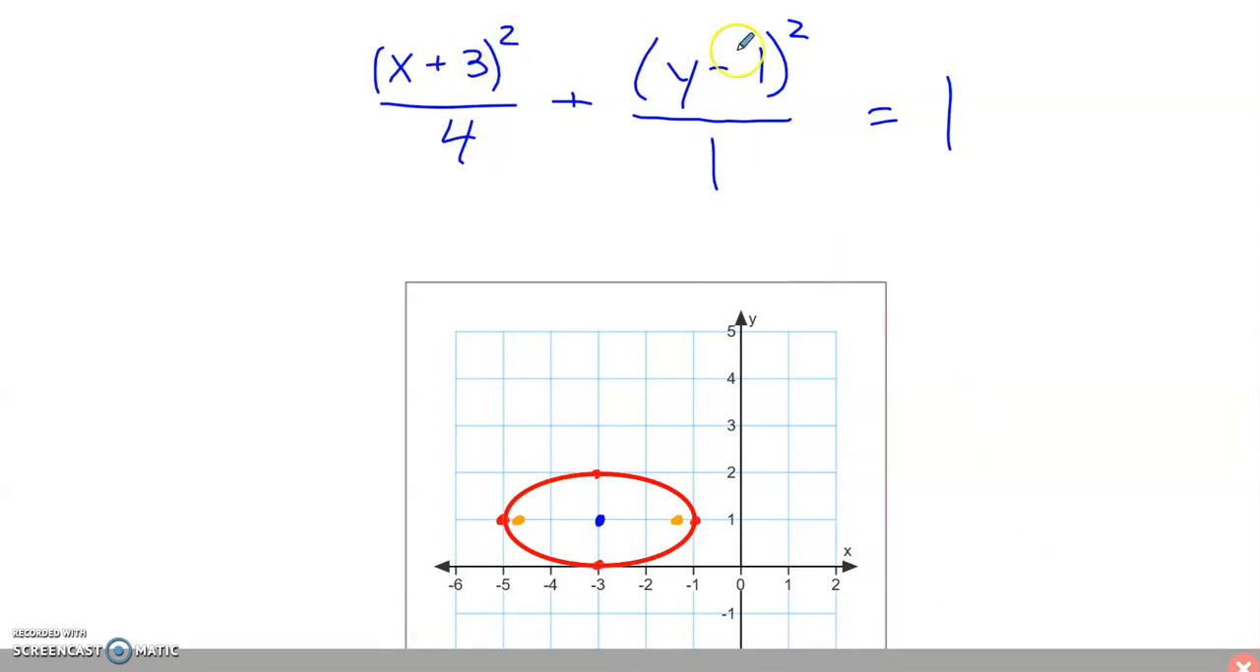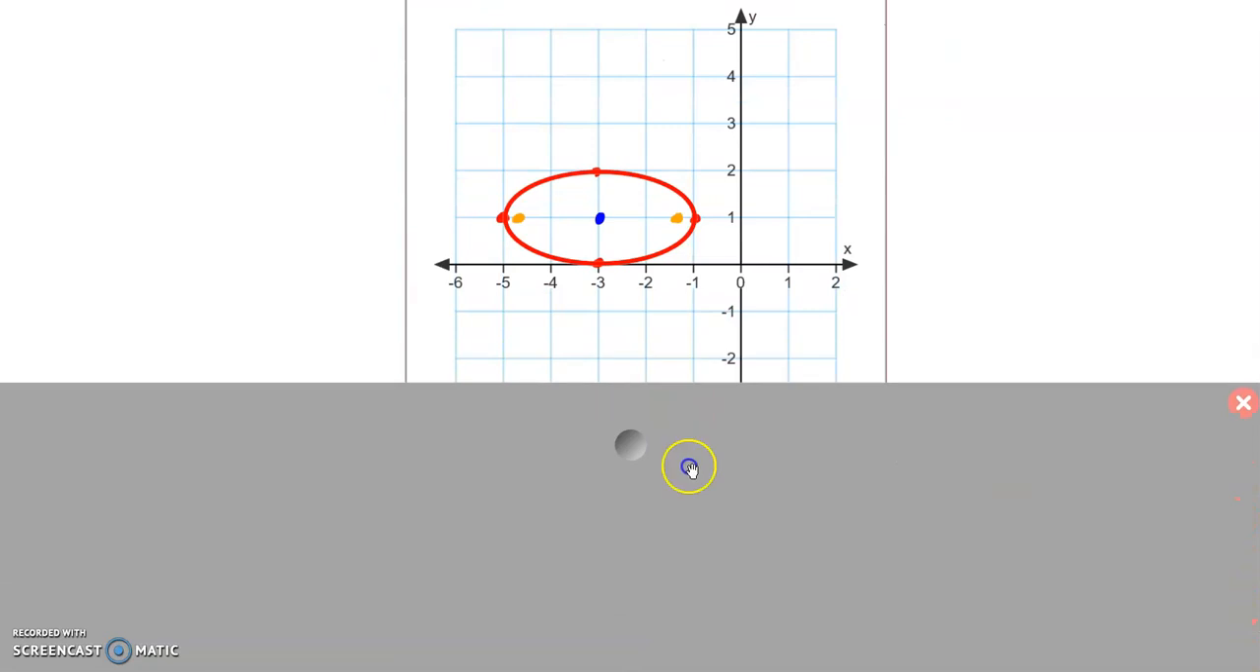So my center is at negative 3, 1. In the x direction, the square root of 4 is 2, so 1, 2, and 1, 2 gives me the vertices. And then the square root of 1 is 1, so it's just 1 above and 1 below. So there's the graph of my ellipse.